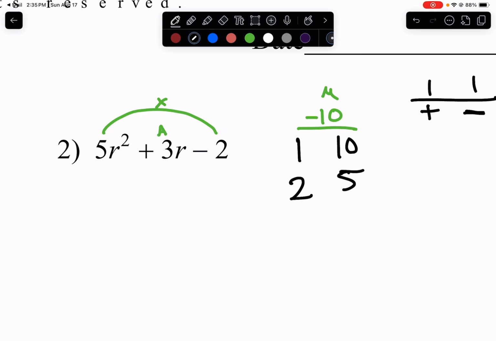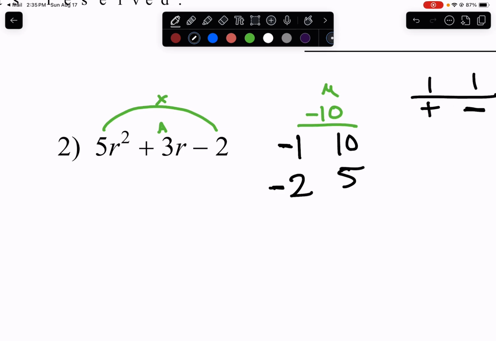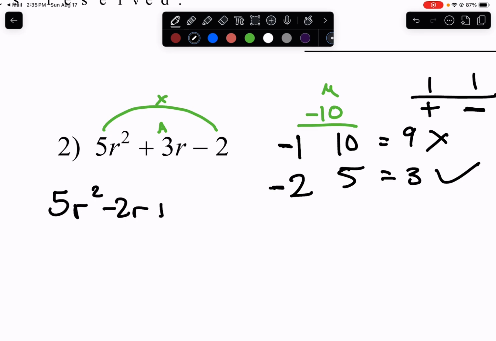So if I want two numbers to add to a positive and one has to be negative, I'm going to put the negative on the smaller guy. Because if I put the negative on the bigger guy, when I add them, I'm going to get a negative number. But I want to add them and get a positive number. So I'm going to put the negative on my smaller number here so that we add to a positive. So then we look, we can add these up. I get 9 here, which is not what I want. I wanted a 3. I add these up, I get a 3. So this guy's good. So I'm going to take these two magic numbers. I get 5r squared minus 2r plus 5r minus 2.